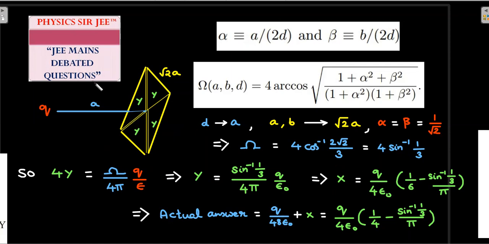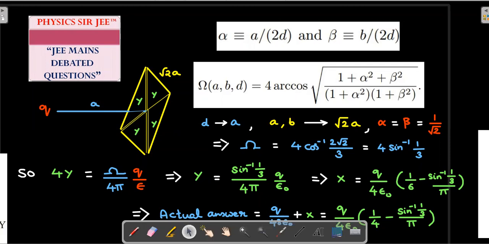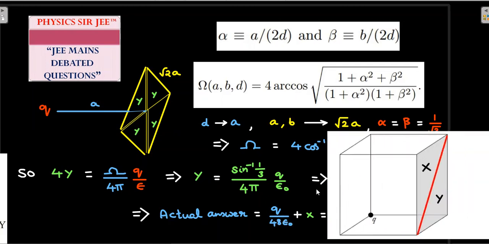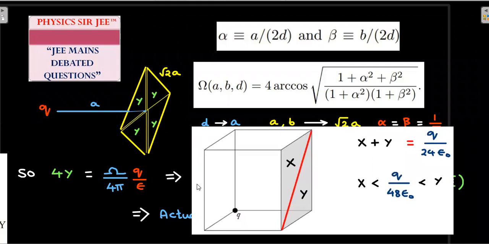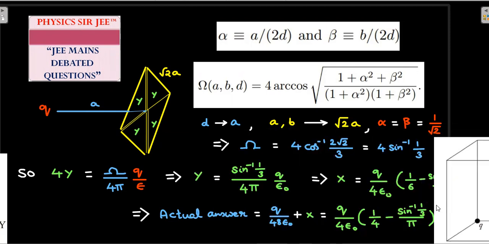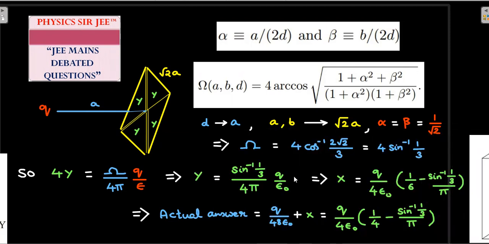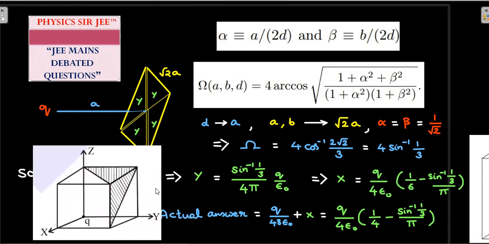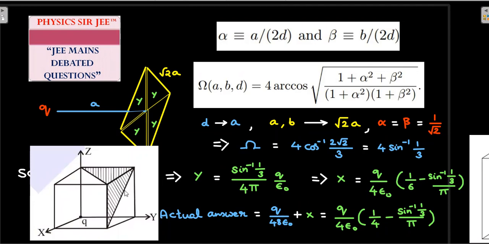So we already have seen that once you know the value of x and y that we calculated, x plus y was already calculated in the previous slide as q by 24 epsilon naught. So the value of x itself, remember this was shaded in the original question. So let me bring the original question here. Once you know x plus y is q by 24 epsilon naught, you can write the value of x from the value of y. So using the original picture, you could see this was the original picture. This is x.